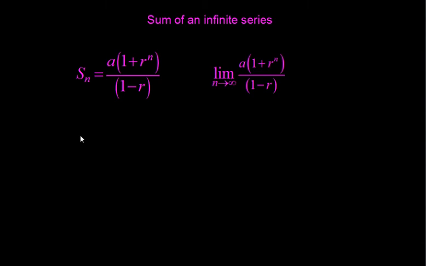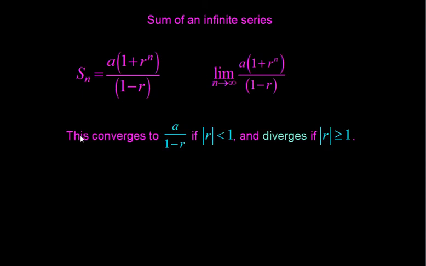The sum of an infinite series. So if we take that series and we go out to an infinite number of terms, remember this is our partial sum that we just found the formula for. If we take the limit of that as n approaches infinity, it will converge if and only if the absolute value of r is less than 1. And so if we assume that the absolute value of r is less than 1, then this would converge to a over 1 minus r.